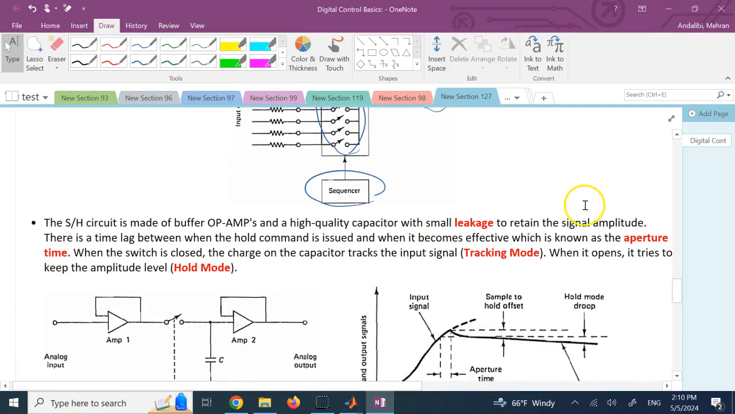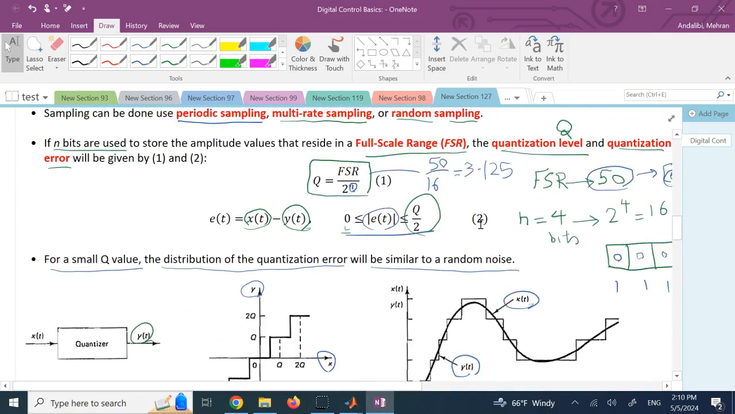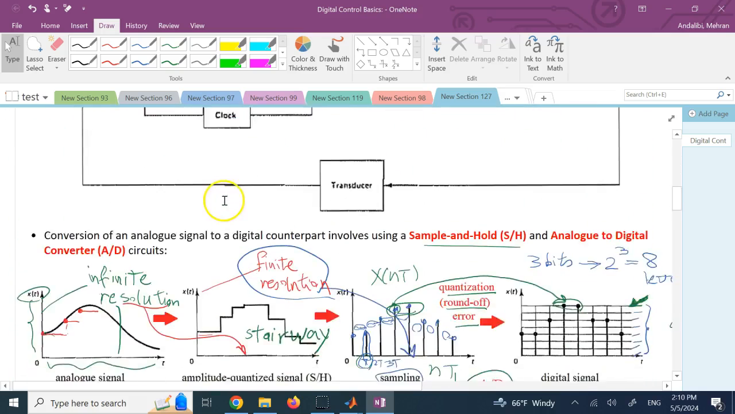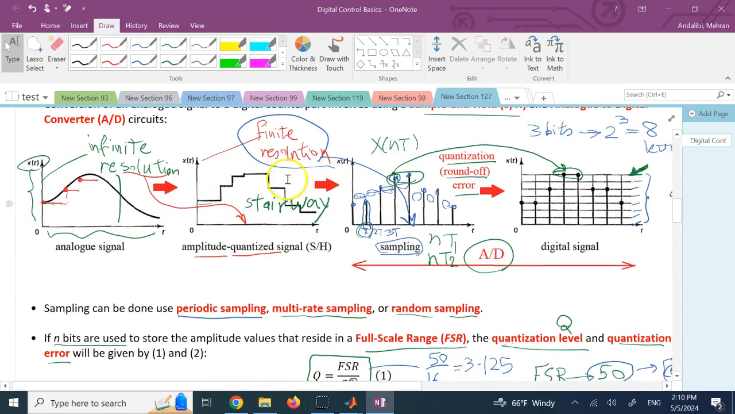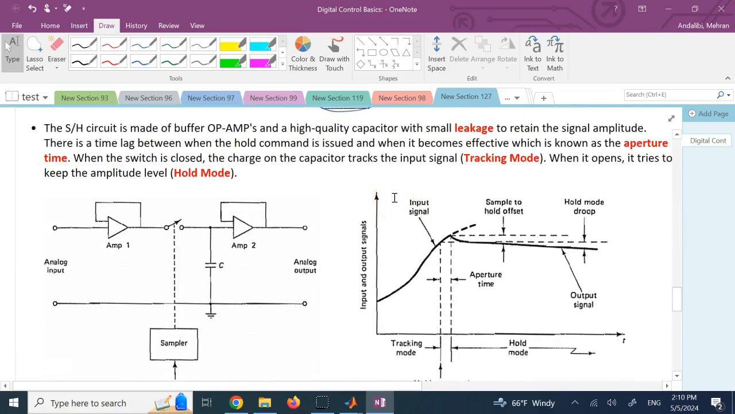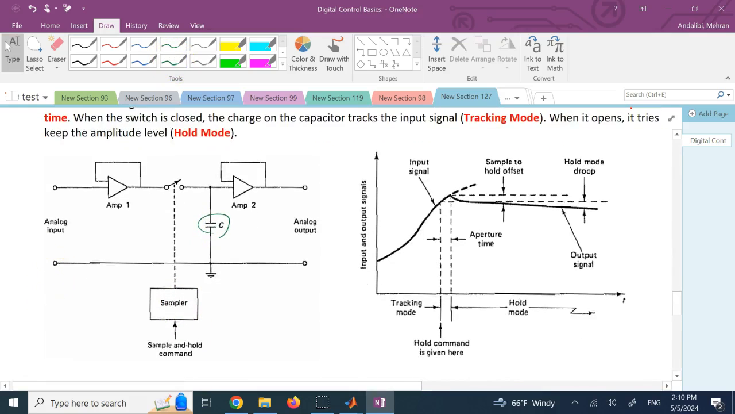So let's go back. Now we said that one of the components we have is this basically sample and hold, right? S and H, which converts this signal into this staircase or stairway signal. How does it do it? Let's take a look. One common way for a S&H circuit is a couple of op amps or operational amplifiers, a capacitor, and then a basically clock or a device that sends the command for the switch to be turned on and off.